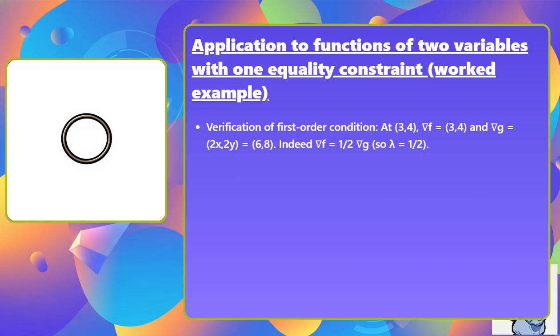Verification of first-order condition. At the point (3, 4), the gradient of f is the vector (3, 4), and the gradient of g is the vector (2x, 2y), which equals (6, 8). Indeed, the gradient of f equals 1/2 the gradient of g, so lambda equals 1/2.